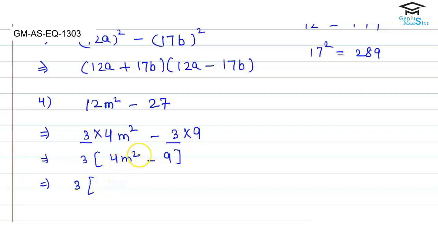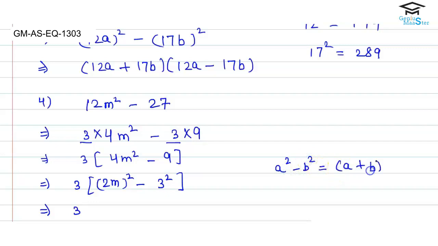Now in place of 4m square we can write 2m whole square minus, in place of 9 we will write 3 square. This means again here we will use the algebraic identity, that is a square minus b square, and we will expand it as a plus b times a minus b. So 2m plus 3 times 2m minus 3. So these will be the factors of this given expression.